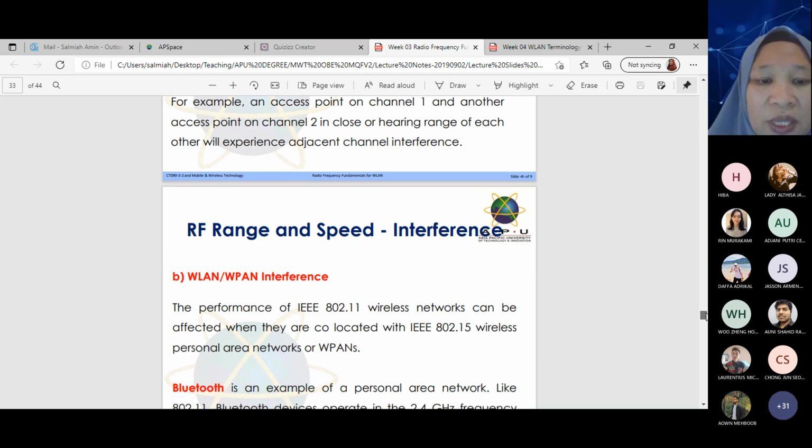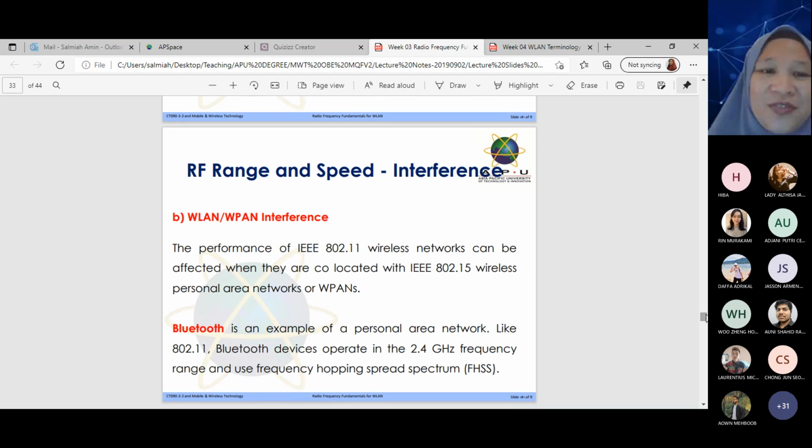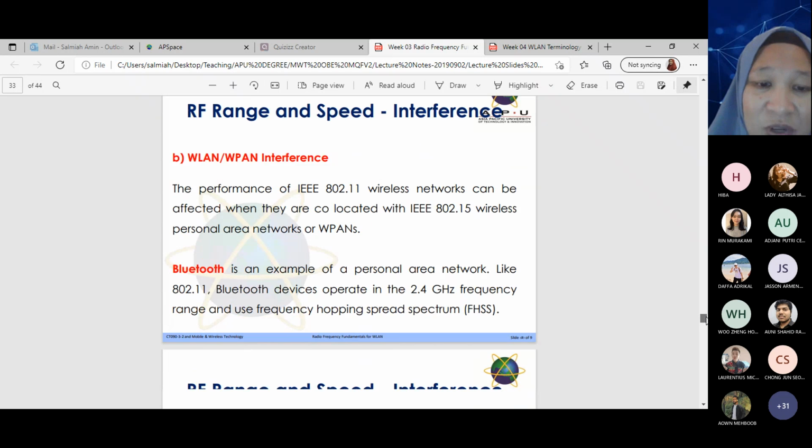And also we have interference from other technology. For example, interference from wireless personal area networks, meaning Bluetooth, Zigbee, Z-Wave. For your information, if you ask why this leads to interference, it's because Bluetooth also uses 2.4 gigahertz, for example.